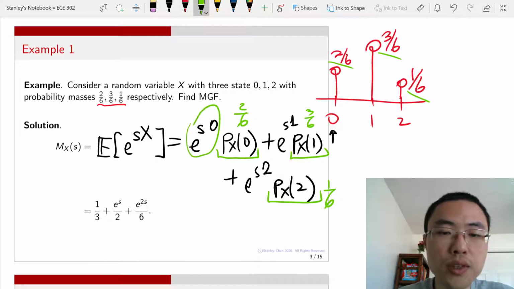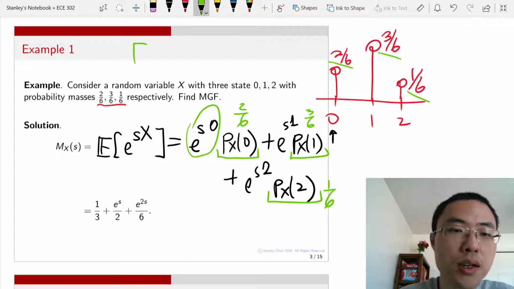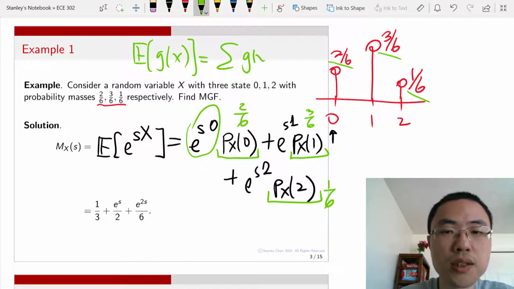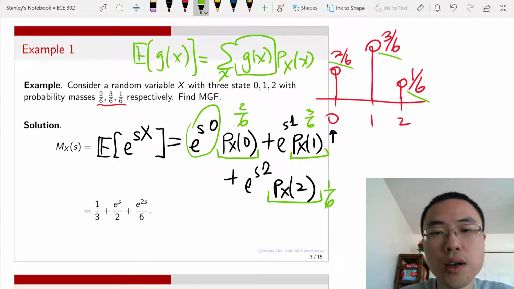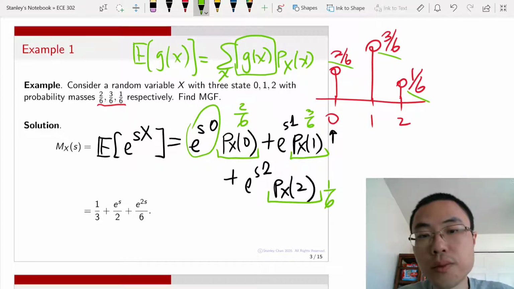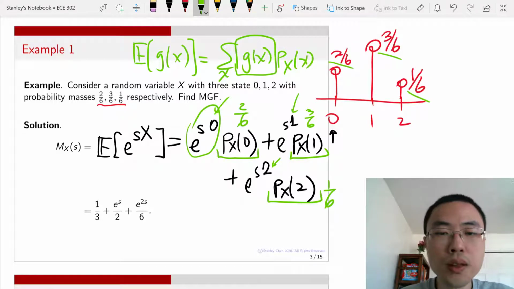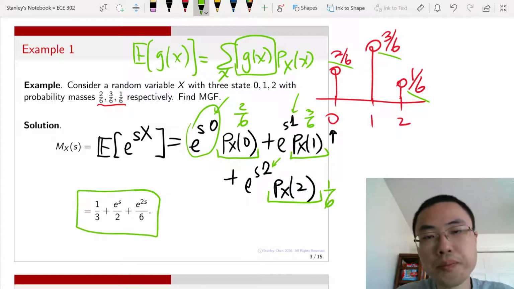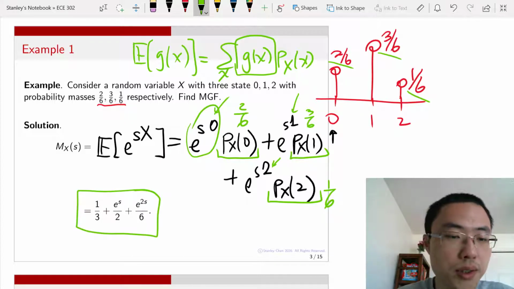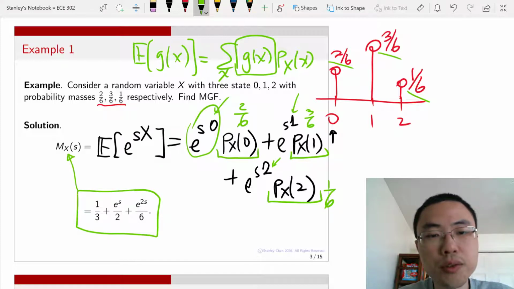Now, why do I come up with this e to the power s times 0? That's because the expectation of g of x is really the summation of g(x) times p_X(x) over all the possible x. And so for whatever functional transform g I have, I will just plug in the function and evaluate it at this particular state that I'm looking at. So here you have 0, you have 1, and then you have 2. So you express everything out, then you can get to this final answer. So this answer represents the moment generating function of this particular random variable x.